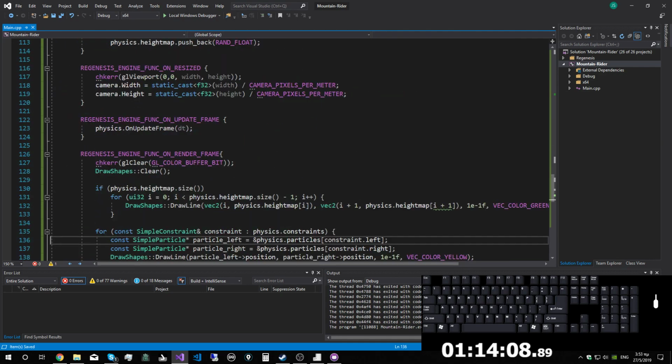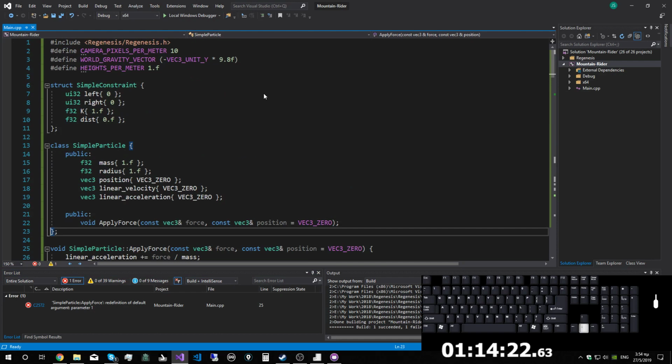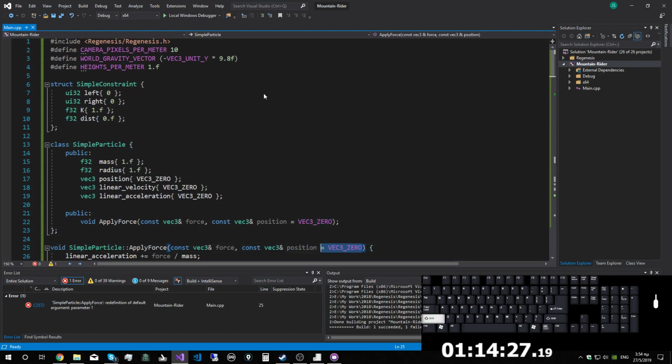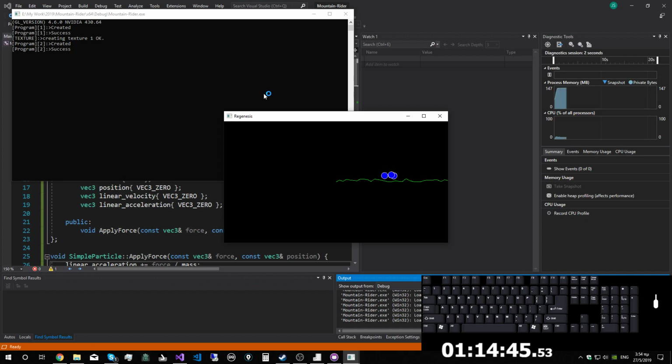Let's try that, and let's see what will happen. Hopefully nothing will explode. Oh, look at that. We do have some springy things. Nice. Really, we need to implement the dynamic collision as well.